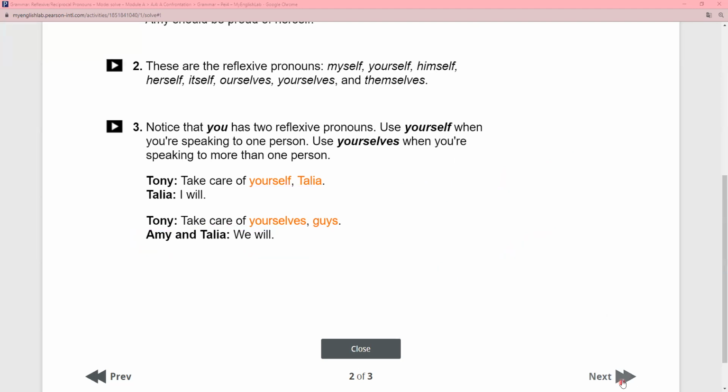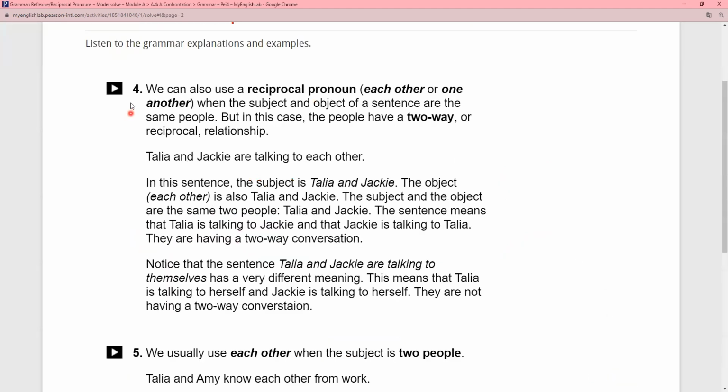Okay, let's continue with the reciprocal pronouns. We can also use a reciprocal pronoun, each other or one another, when the subject and object of a sentence are the same people. But in this case, the people have a two-way or reciprocal relationship.